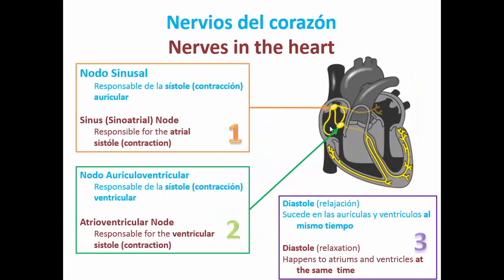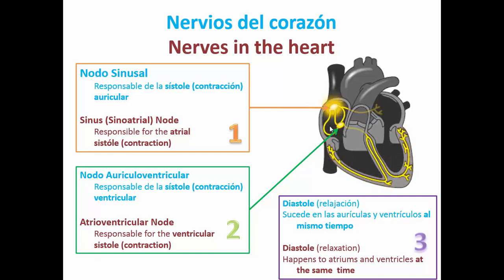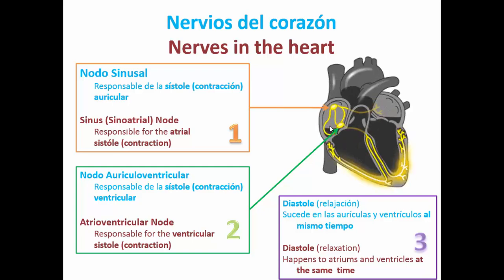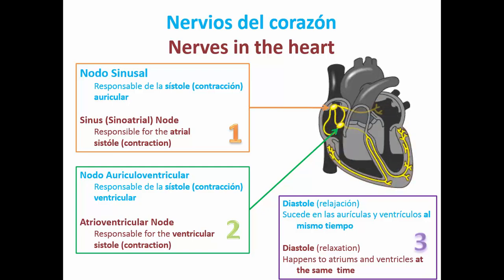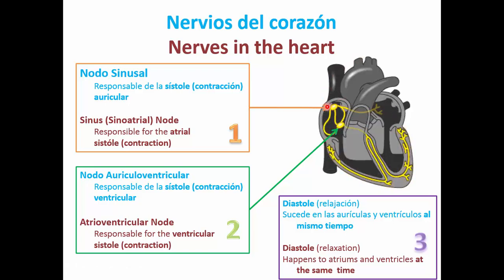Now, how does this work? Who actually controls the contraction and relaxing of the heart? And also, why does it do it? So, let's start by naming a few essential parts. The nerves of the heart start at a point called the sinus node.